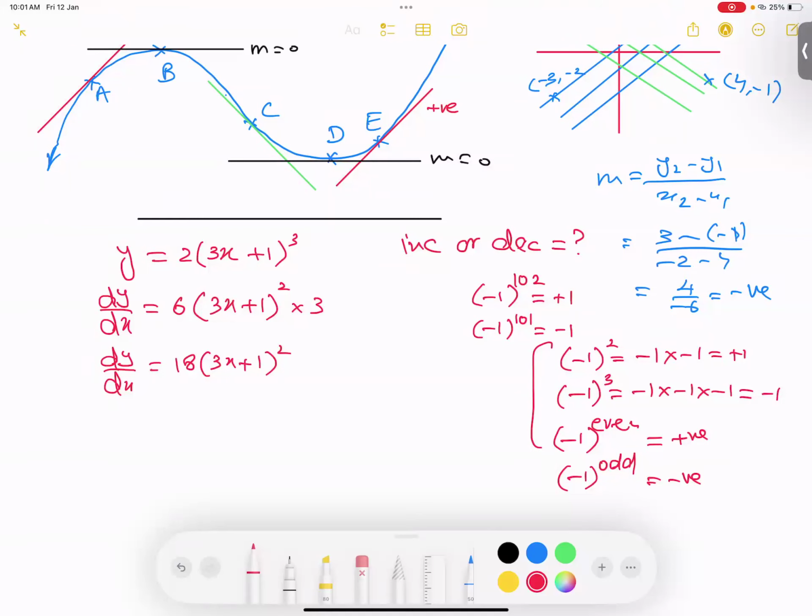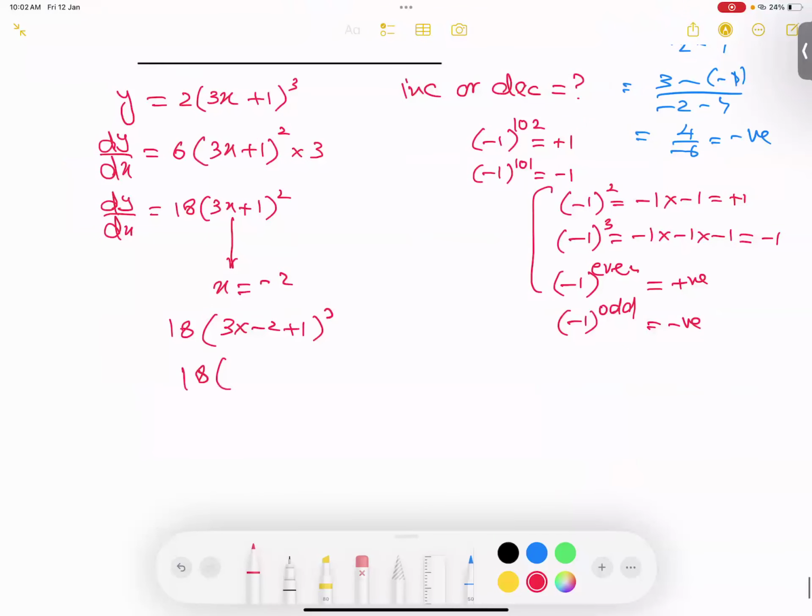Now you ask me, sir, why are you teaching this concept in the topic of differentiation? My question is: is this power even or not? Even. So 100%, if you plug in a negative value for x, for example negative 2, it turns to 18 into (3 times negative 2 plus 1) to the power 2, which is 18 into (negative 6 plus 1) to the power 2, so 18 into negative 5 to the power 2. But power 2 makes this answer positive, so 18 times 25 is positive. And positive means this function is increasing.